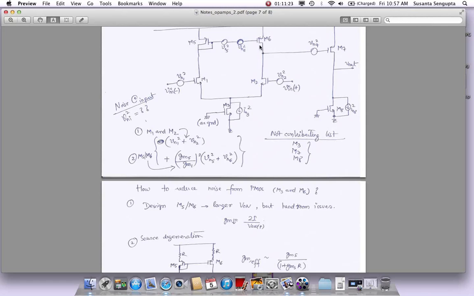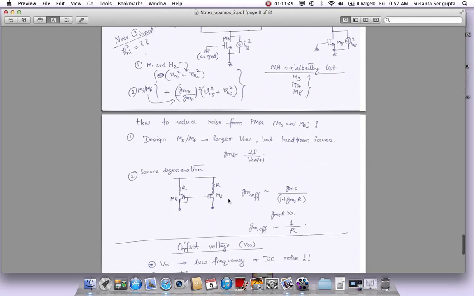That's one way you can do it, but anytime you have more Von, remember this voltage is VT plus Von. That actually will squeeze your VDS. So you might run into headroom issues, because anytime you increase Von, its VDS decreases. So you have to see whether you have headroom to do it or not. That's one way, if headroom issues allow you.